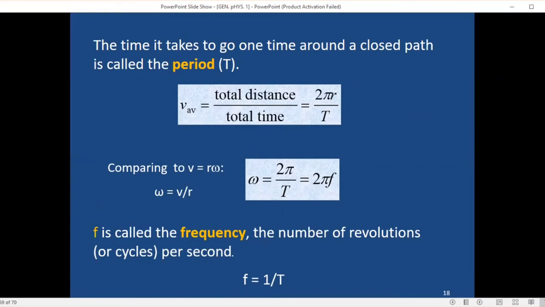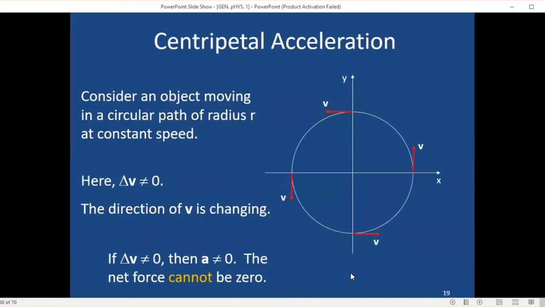Comparing to the velocity of 2 pi over time is equal to 2 pi times its frequency. Frequency is the number of revolutions per second. F is called the frequency, the number of revolutions or cycle per second. Ano yun? Hulaan ko.